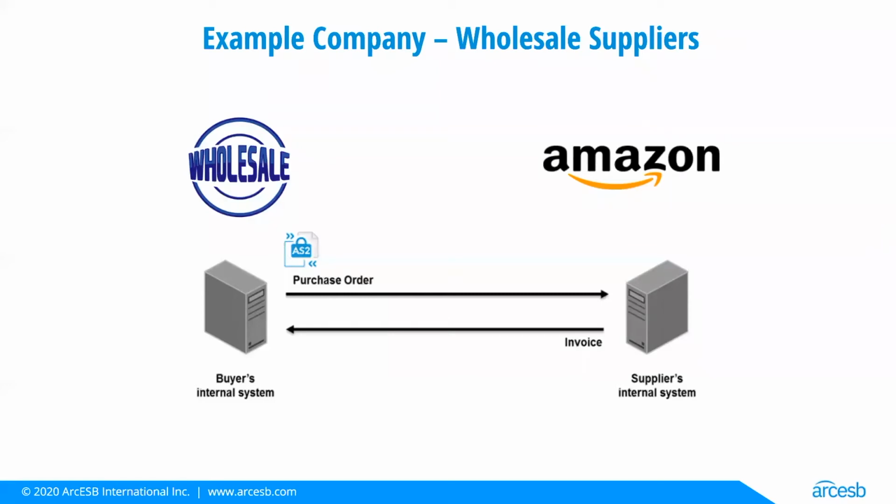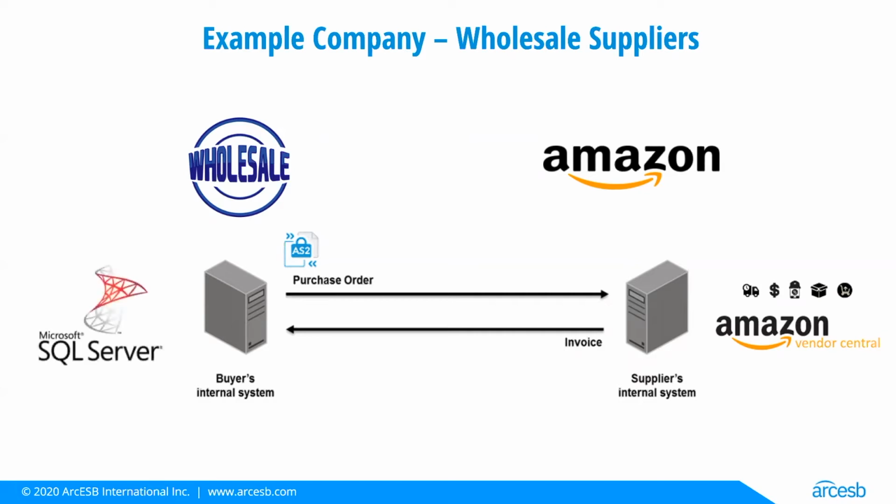Now, Amazon invited Wholesale Suppliers to join their Vendor Central portal, and they were able to register themselves up there and get the requisite information from Amazon to set up an AS2 connection. But that doesn't encompass their entire use case. They actually need to integrate the data that's coming into their system from Amazon to their backend system, which in this example is a Microsoft SQL Server.